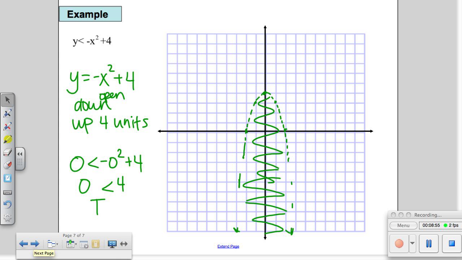So this is where we're going to end the lesson for today. In tomorrow's video, we're going to start to solve systems of 2 equations. So we're going to be graphing 2 of these at the same time and seeing where they're the same.